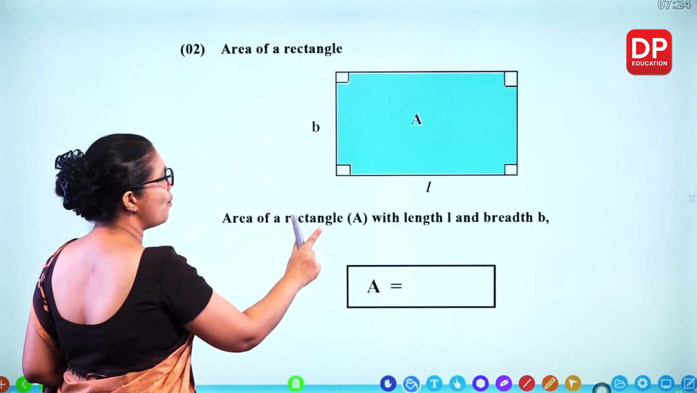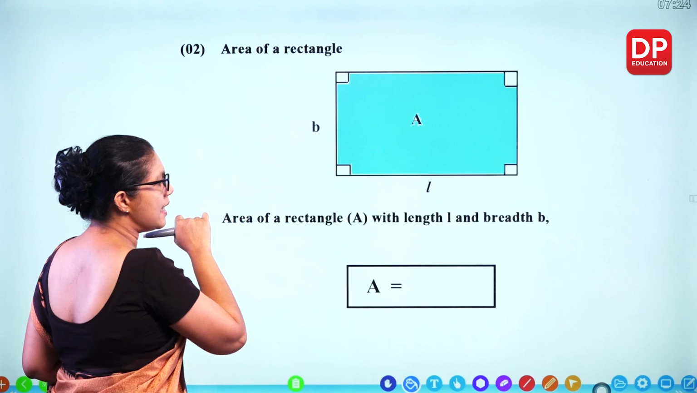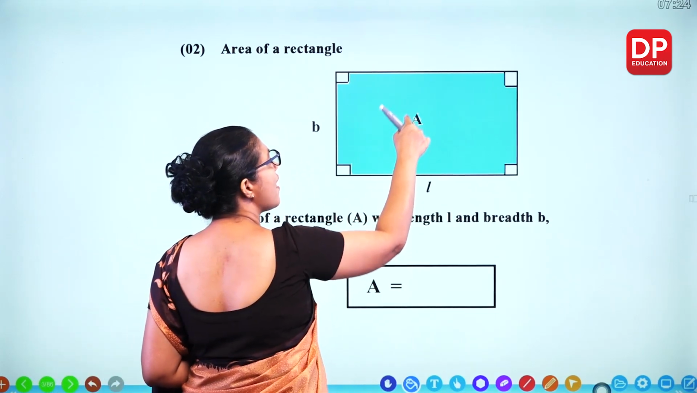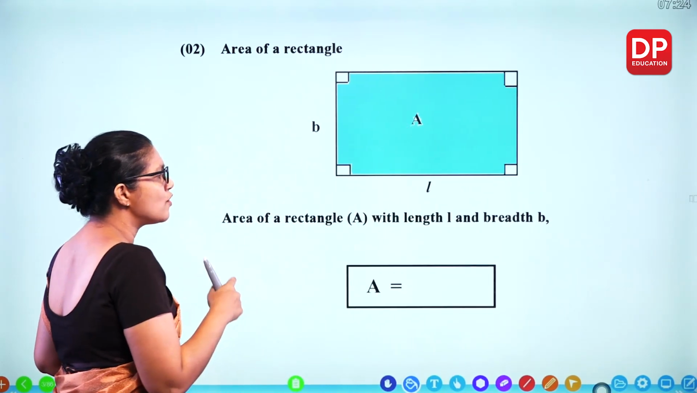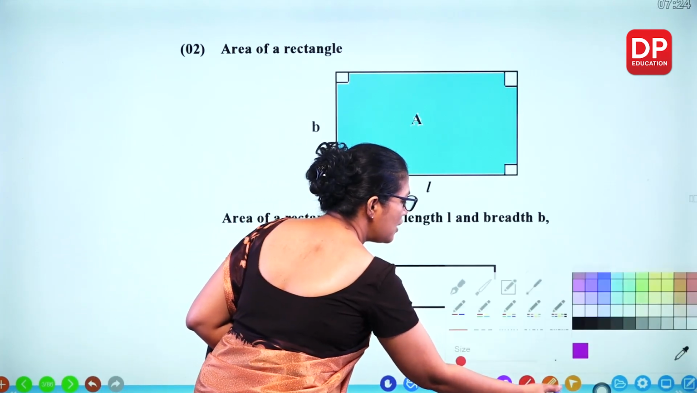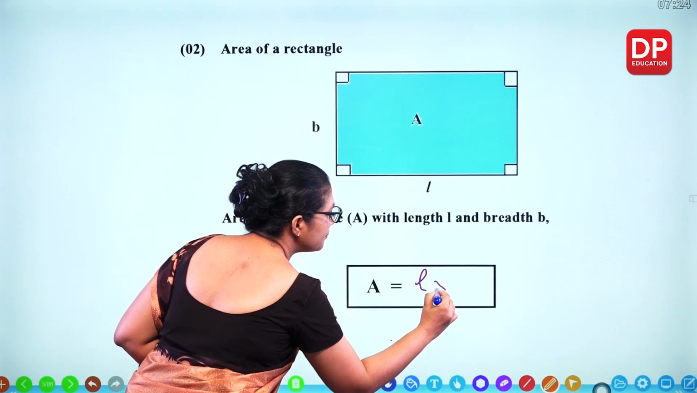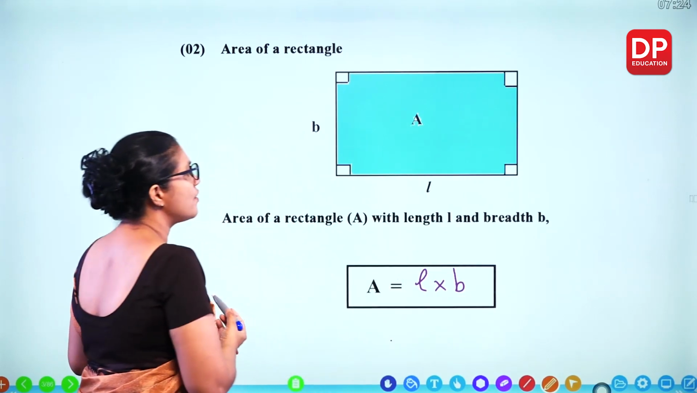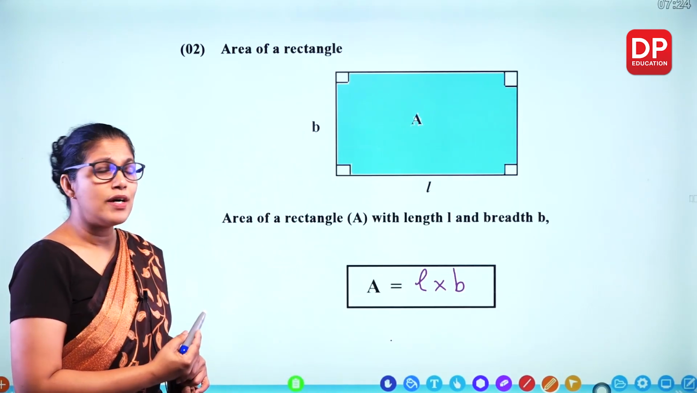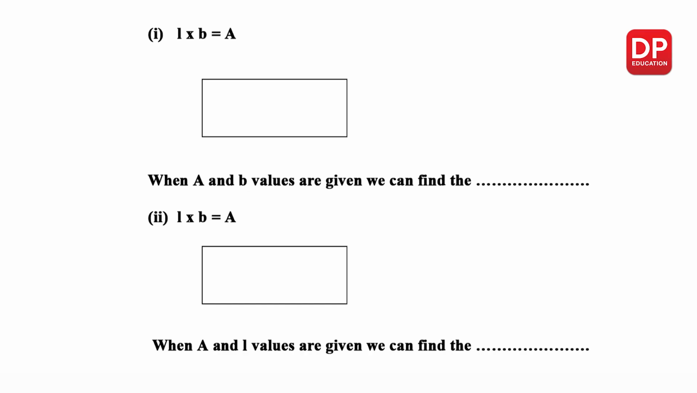If you know the length is L, breadth is B, and the area we can write as capital A. So what's the formula? We know that's length into breadth. So that's the area of a rectangle. L into B, length into breadth is area.